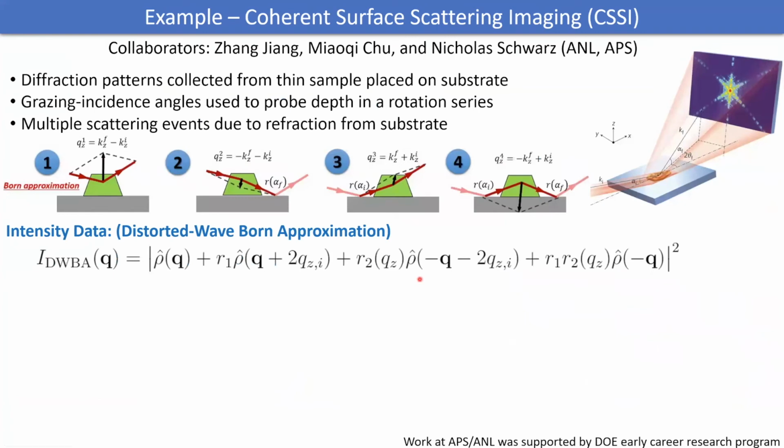So let's go through another example of how MTIP can be used. Here's another project I'm working on in collaboration with Zhang Zhang, Miaoqi Chu, and Nicholas Schwarz at Argonne National Lab. This is an experiment called Coherent Surface Scattering Imaging, or CSSI. In these experiments you collect diffraction patterns from a thin sample placed on a substrate. Since the object's really thin, if you shoot the X-ray perpendicular to the surface, it turns out you don't have much interaction with the sample. You don't get much scattering off it.